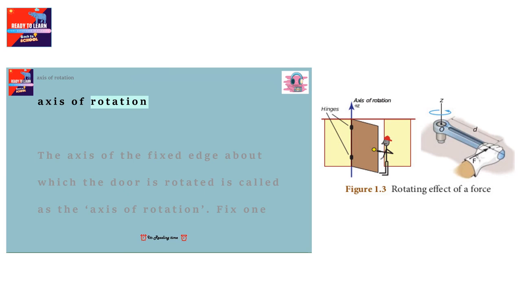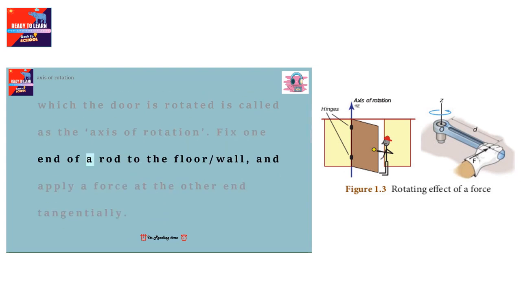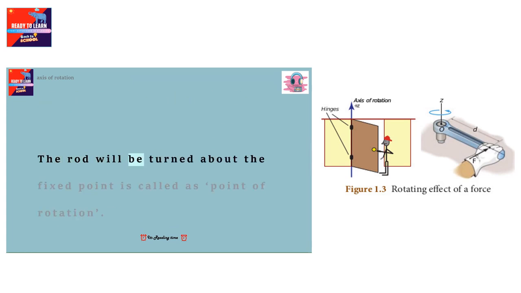Axis of rotation. The axis of the fixed edge about which the door is rotated is called the axis of rotation. Fix one end of a rod to the floor or wall and apply a force at the other end tangentially. The rod will be turned about the fixed point, which is called the point of rotation.